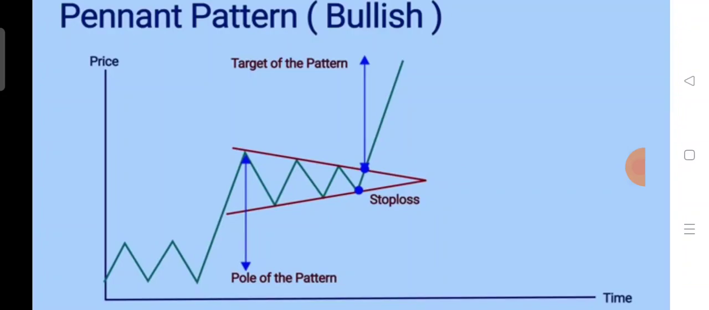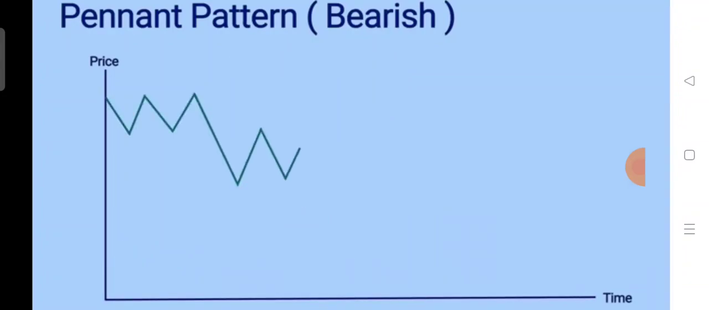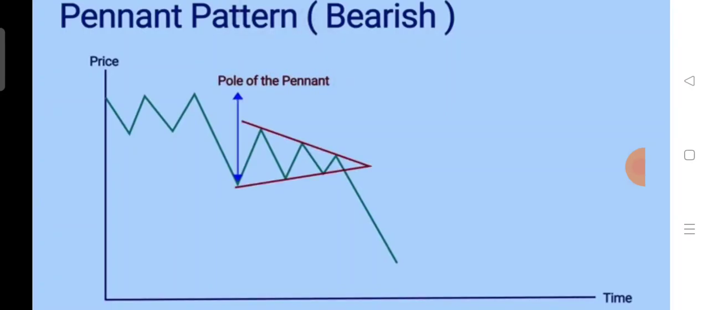Now similarly, for a down move, after an initial down move that forms the pole of the pennant, there would be a triangular consolidation. The range of the price movement during that smaller triangular formation would become smaller and smaller, and the moment there is a breakdown from the pennant, the support line, one should take a short trade with the stop loss above the resistance line or above the latest swing high, and the target should be set by projecting the pole distance of the pennant from the breakdown point on the downside.